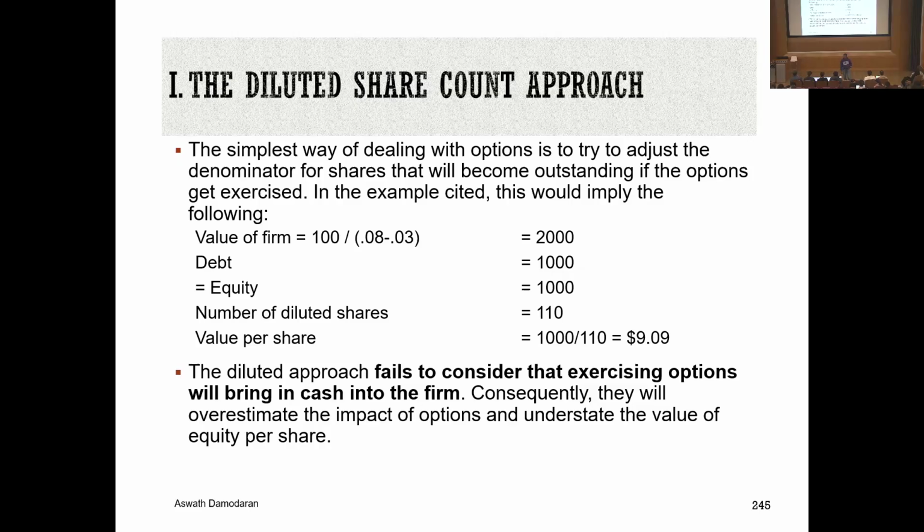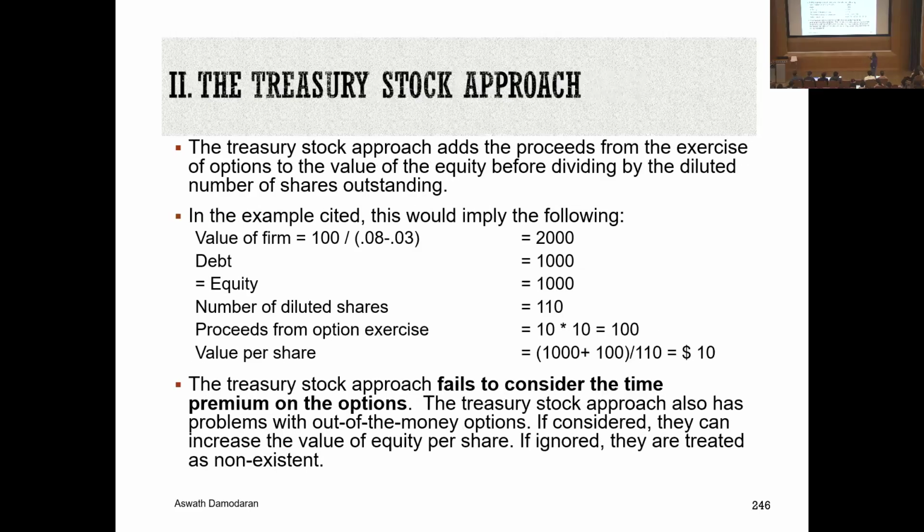You see what you're missing when you do this? Even assuming that the options get exercised, which is already an assumption, when they get exercised, what does the option holder have to do to actually exercise the options? They have to pay $10, right? It seems to completely miss that because that $10 is going to come in when those options get exercised. So what's the easy fix for that? What can I do to the numerator? I can increase my numerator by the $100 million that I'm going to get.